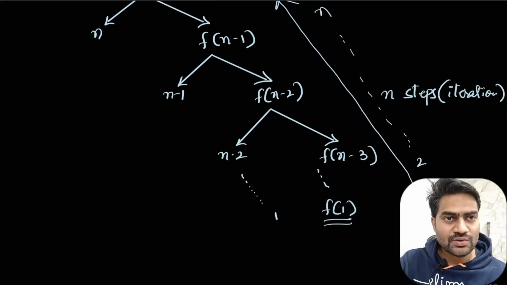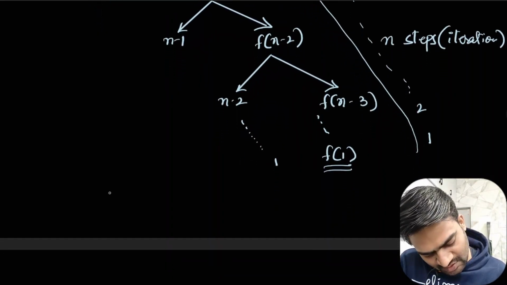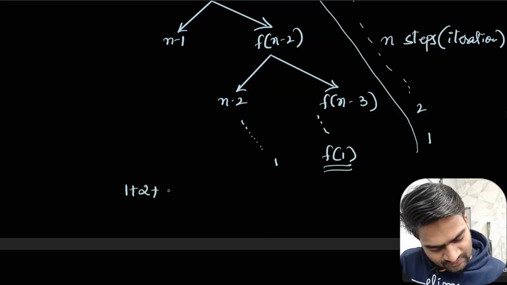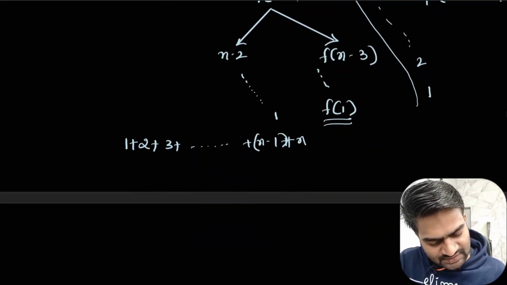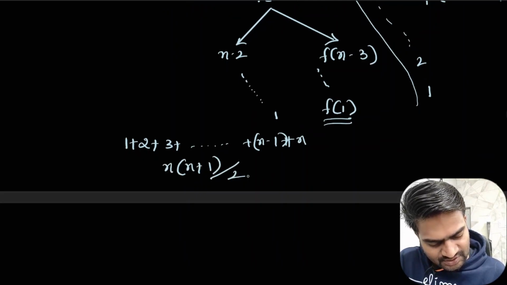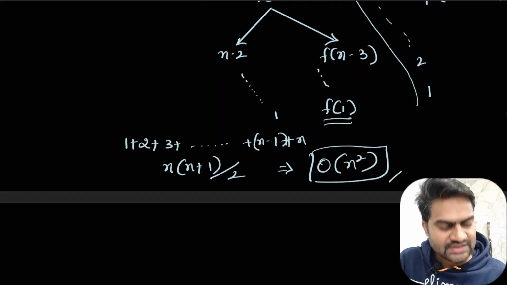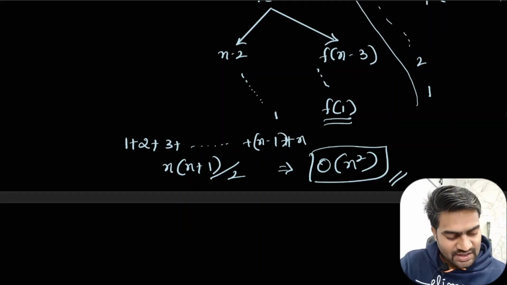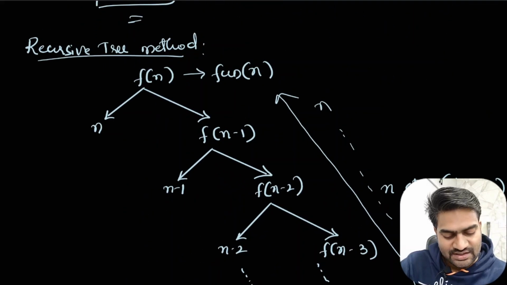Now if we want to get the total work done or the total time complexity, then what we have to do is add up all of them. So till n minus 1 plus n. So this is the sum of n natural numbers. If we solve this, divided by 2, it becomes of order n squared. This is how we compute the time complexity using the recursive tree method for such recursive algorithms.